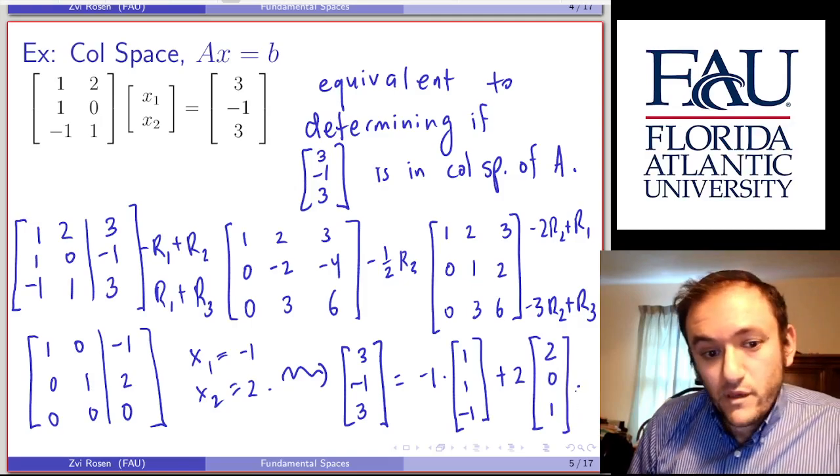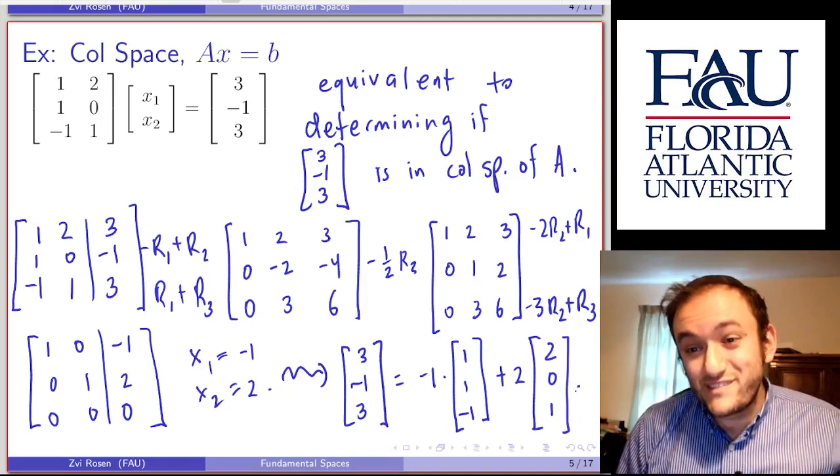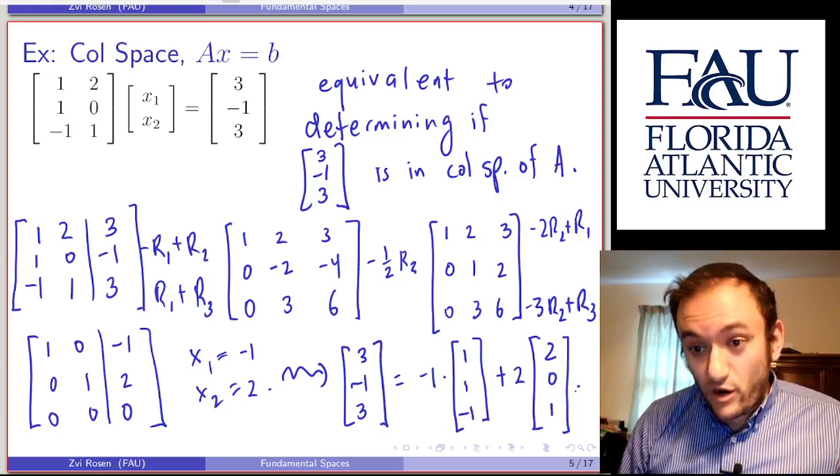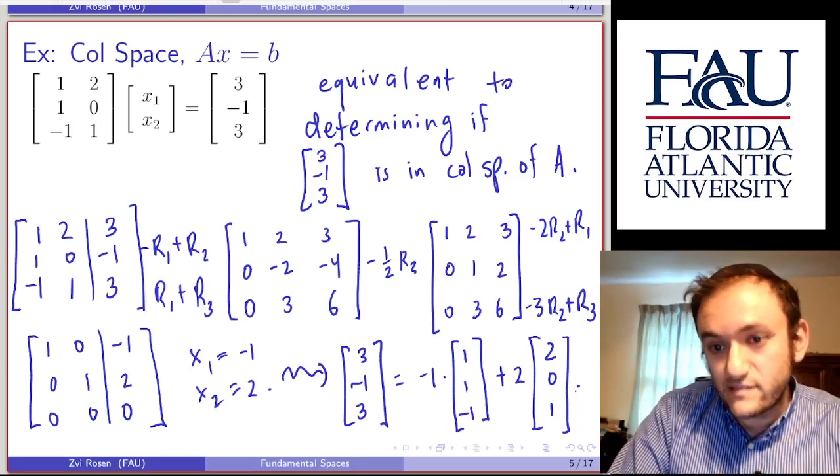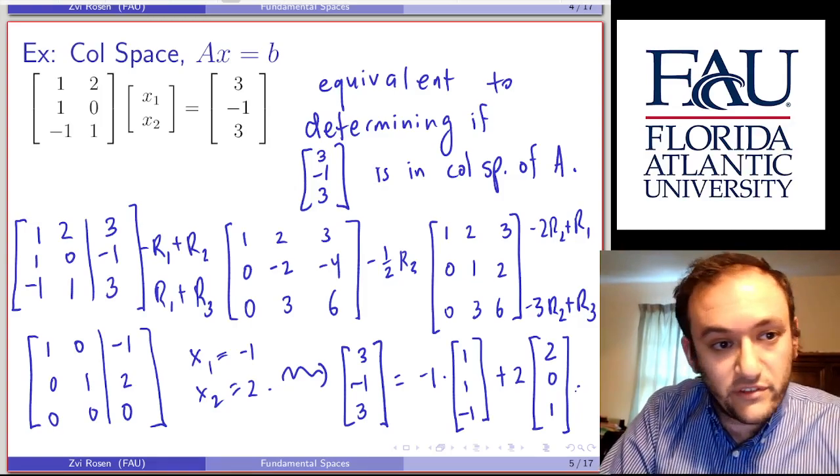Okay? So finding the solution of this equation is equivalent to expressing our vector b as a linear combination of columns of A. That's an illustration of how those two things are equivalent.